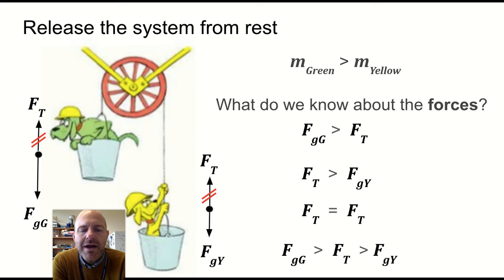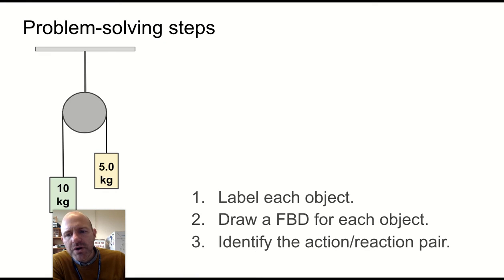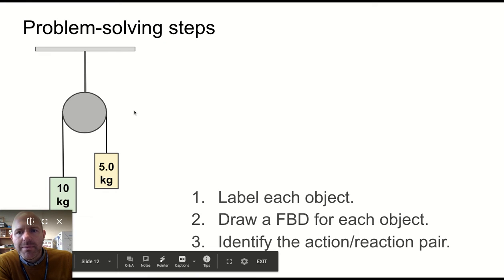So we can put all that together and say that the force of gravity, or the weight, of the green dog is bigger than the force of tension on the green dog, and the force of tension is greater than the force of gravity on the yellow dog. We can put all this together to actually solve a problem.